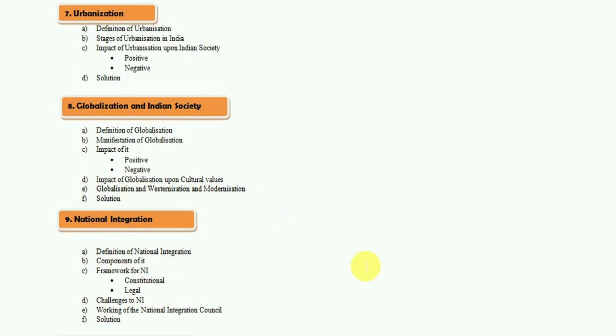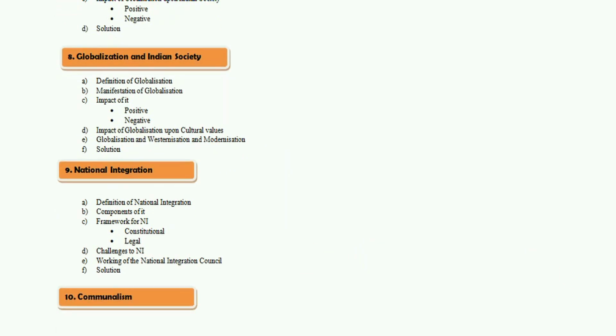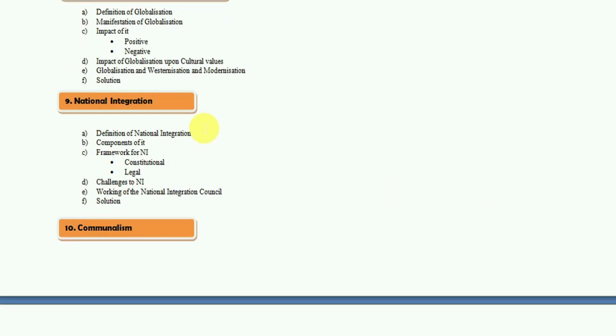Next chapter is national integration. This is again a very important chapter. So here first we are supposed to understand what is the meaning of national integration, what are the components of that, what is the framework of national integration, whether the constitutional framework or the legal framework. Then we have to understand the challenges to national integration in the form of, suppose, communalism, in the form of regionalism, etc. Besides that, we are supposed to understand the working of the National Integration Council as well as the different initiatives taken by the government of India to promote national integration among all the people of India.